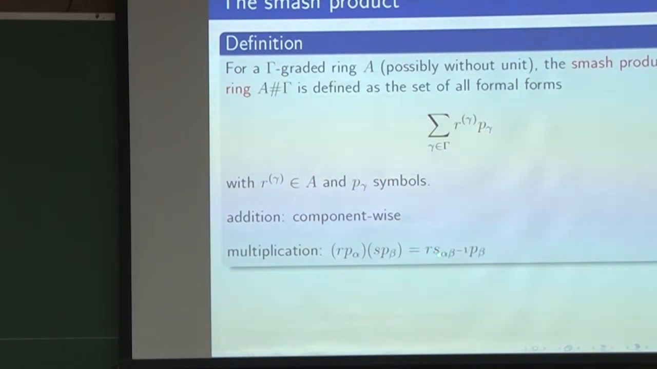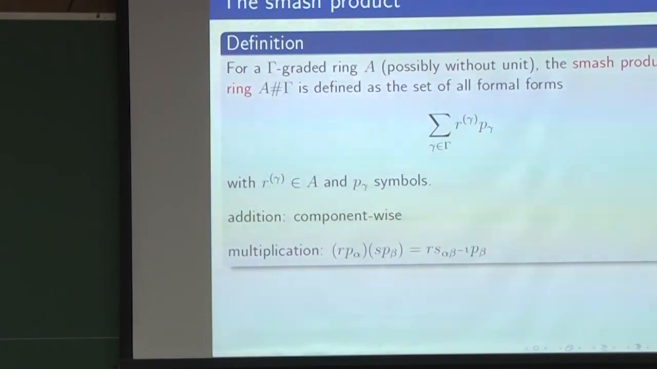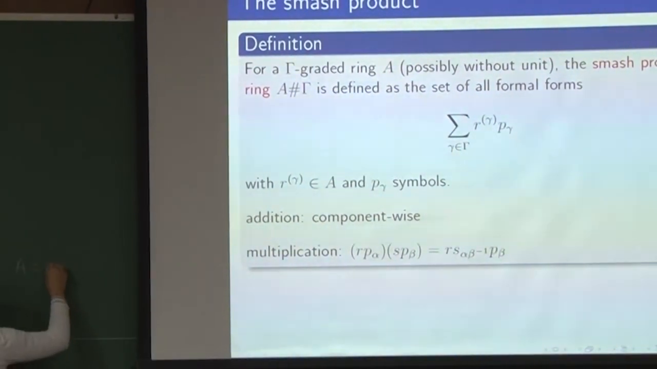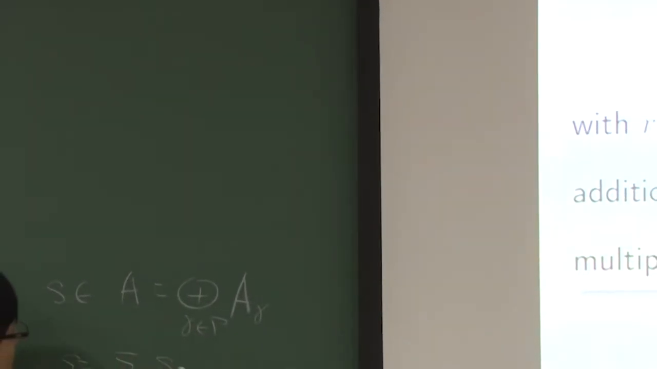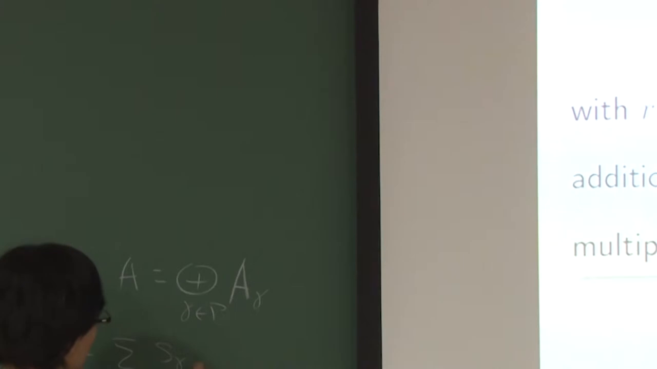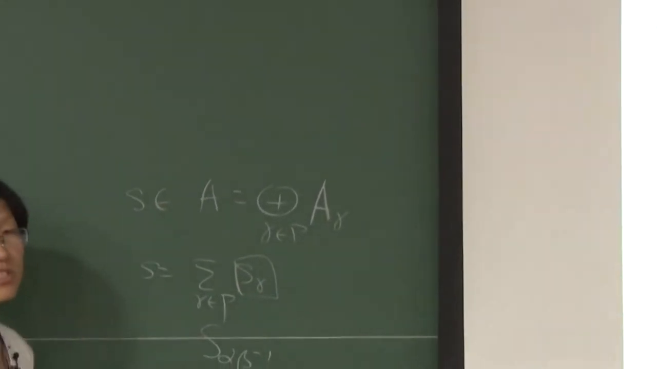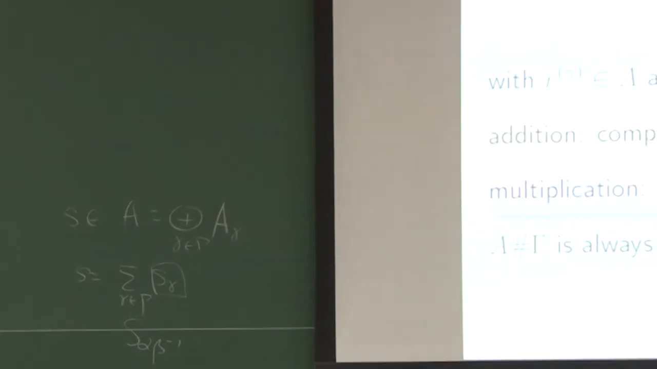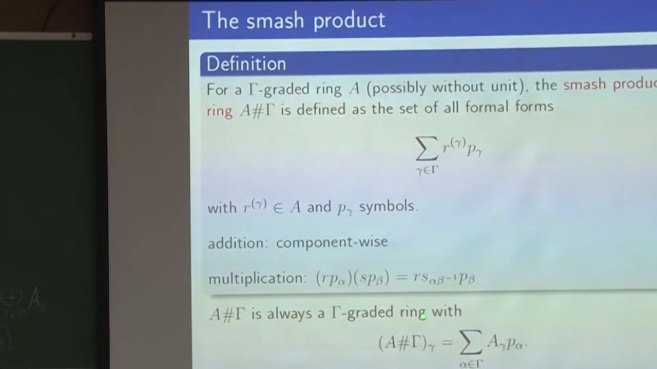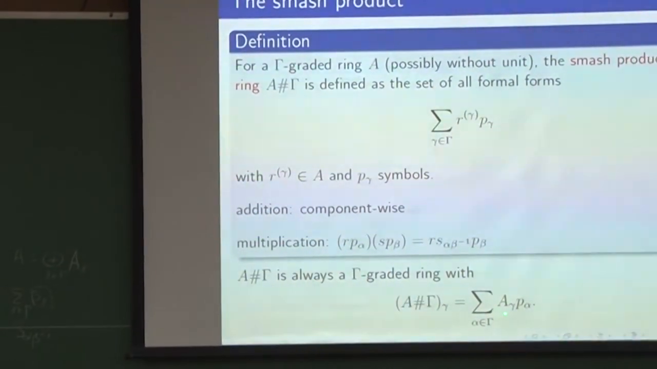So here, s alpha beta inverse is the homogeneous part of s which is of degree alpha beta inverse. Remember, we are given any element s in the graded ring A, so we can write this sum for s gamma. So that s alpha beta inverse is the homogeneous part of degree alpha beta inverse. We can clearly check that this is a ring, and in fact, it is always a gamma graded ring. The grading is given by the grading of A.